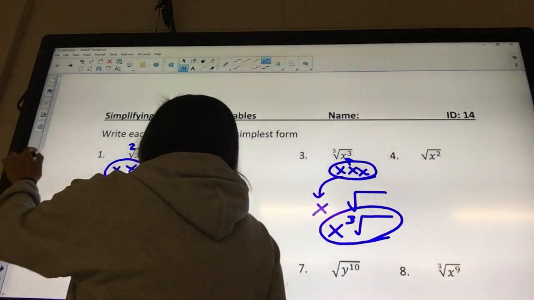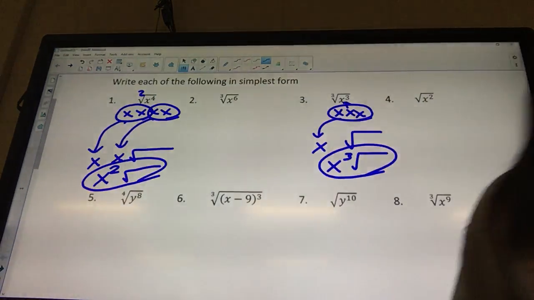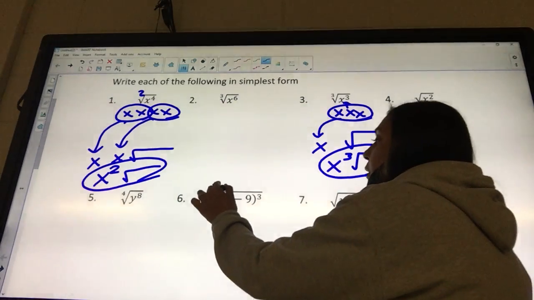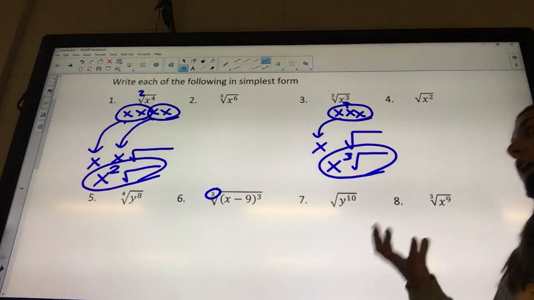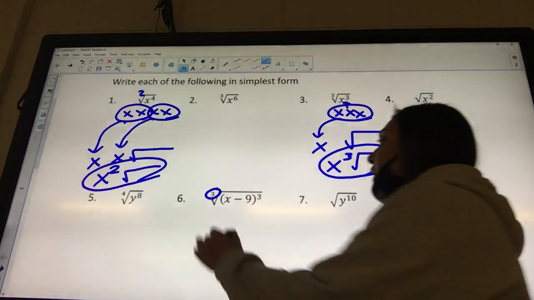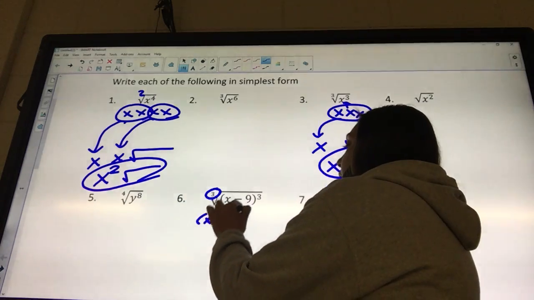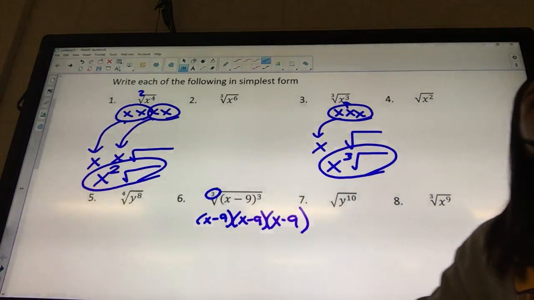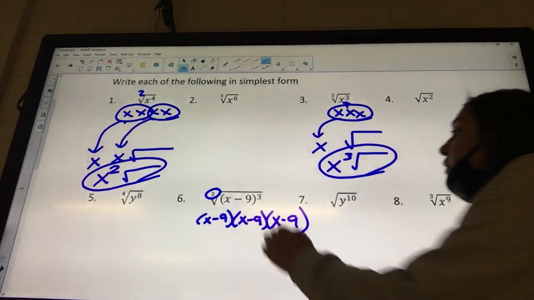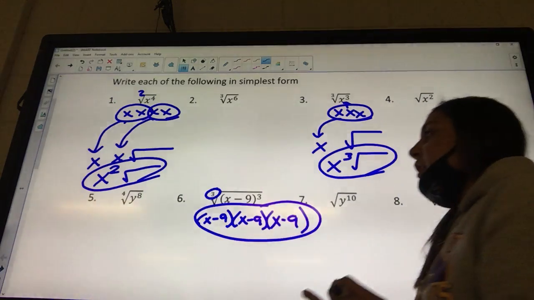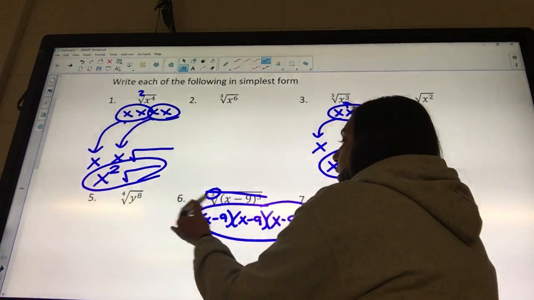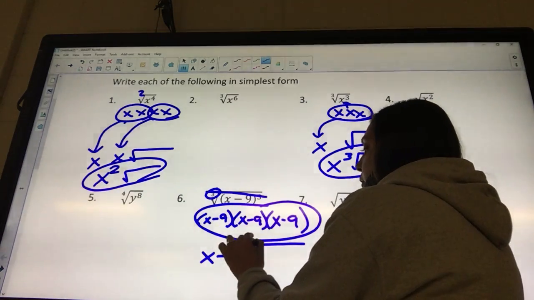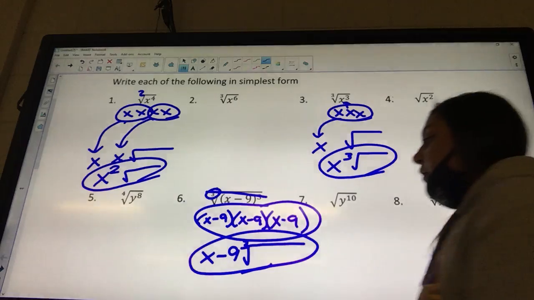Look at 6. What is the group number? 3. So we need groups of 3. Now, don't get all jacked up when it says to the 3rd power. What that's saying is you have 3 of these: x minus 9, x minus 9, x minus 9. Could I do a group of 3? Yeah, so this is a group. And remember I talked to you yesterday, this one cancels with this one and you're just left with whatever's underneath. So our answer is just going to be x minus 9 square root with a baby 3 and nothing underneath.